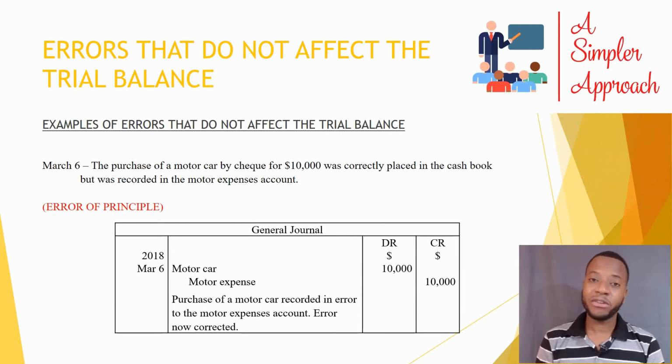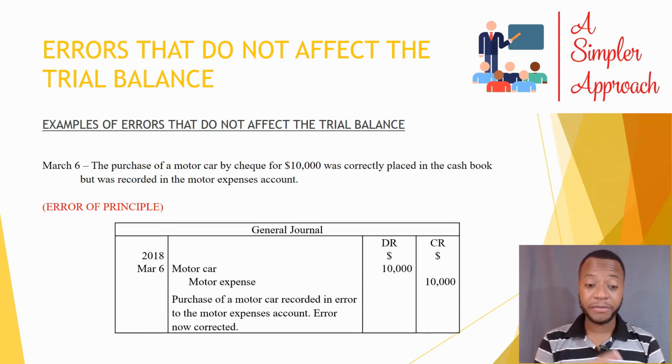Okay? And after doing that, you place it where it is supposed to be, which is in the motor car. And that is why we have here debit the motor car account. That takes care of where it was supposed to be in the first place, and credit motor expense. That takes care of taking it from where it was placed by mistake.